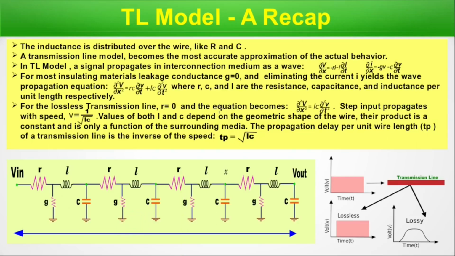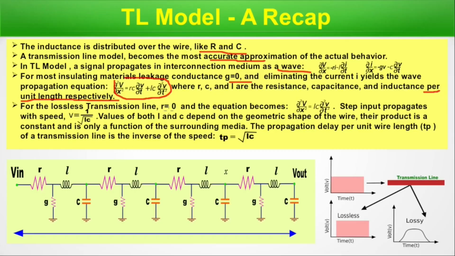TL model, a recap. We discussed the transmission line model in the last episode. It's just a small recap, because after that we will talk about termination of transmission lines. Inductance is also distributed over the wire like R and C, and the transmission line model applies at high frequency and in state of the art devices. It's almost the most accurate approximation, and the signal propagates as a wave. These are the equations, and for insulating material, the leakage conductance G is 0. So from the wave equation we finally get this equation, where R, C, L, everything is per unit length, because they are distributed values.